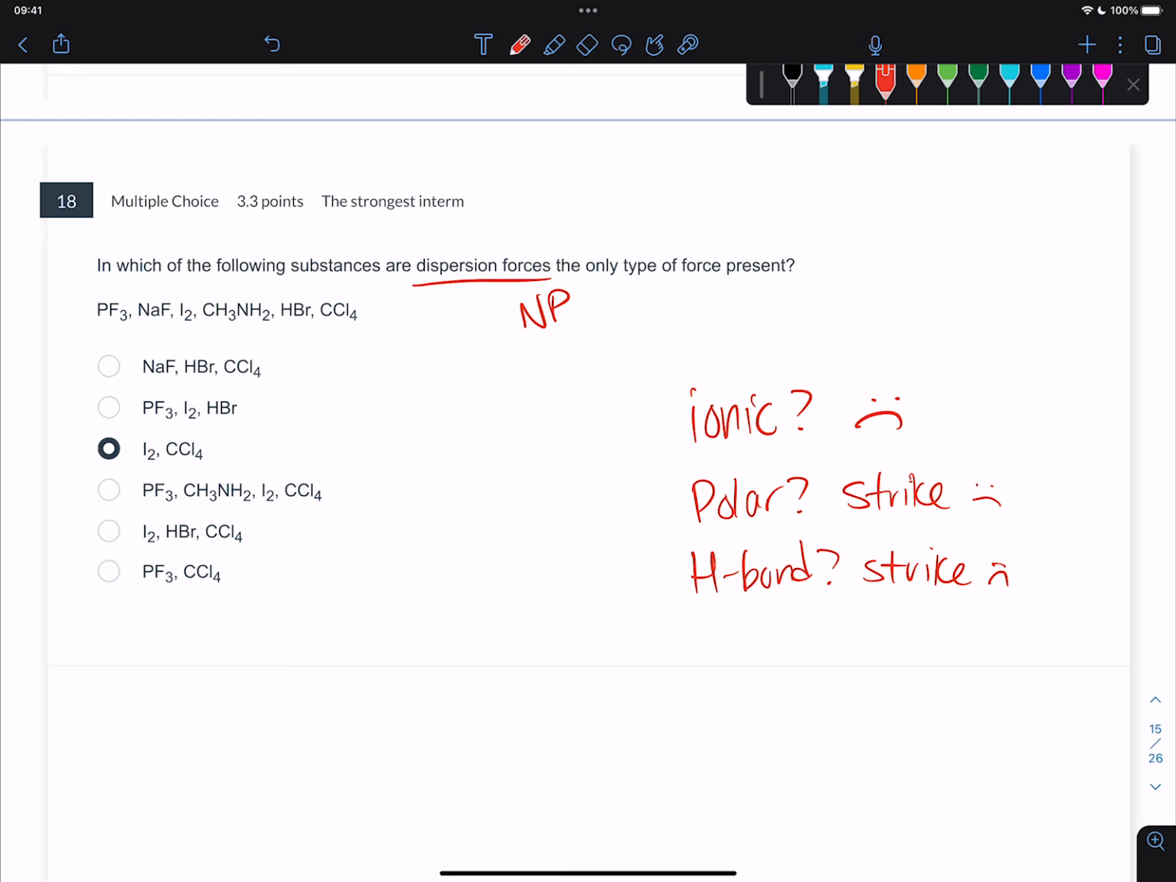So this is a good example of when you have to go through piece by piece, and the reason that this is the right answer is because I2 is nonpolar. CCl4 is also nonpolar because it's a carbon surrounded by 4 identical atoms. NaF is ionic, so that would not count as only having dispersion forces. HBr is polar, so that also wouldn't count. PF3 is polar. If you were to draw it, you'd see a lone pair on that central atom. So basically, we have a whole bunch of polar stuff, whatever. The only reason that this is the right answer is because I2 and CCl4 are nonpolar.